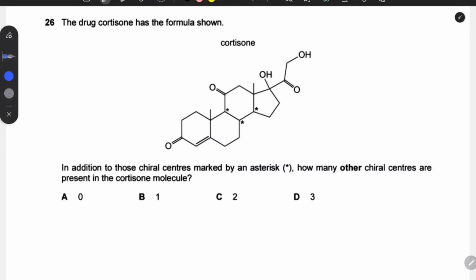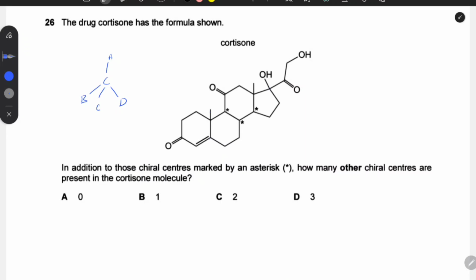Question number 26. The drug cortisone has the formula shown. This is the formula. Then, in addition to those marked chiral centers, like these three, how many other chiral centers are present in the cortisone molecule? Now, whenever you are finding a chiral center, just keep in mind that you are finding a carbon atom that is directly attached with 4 different groups or atoms.